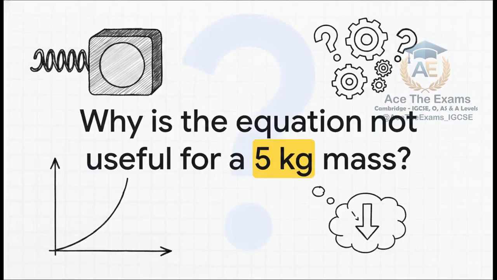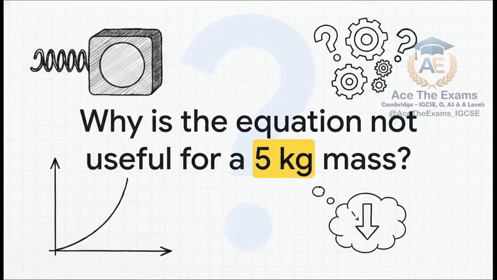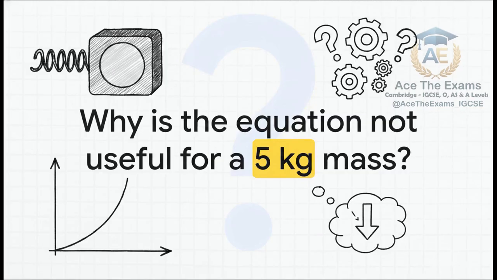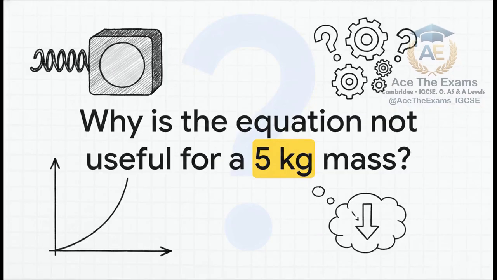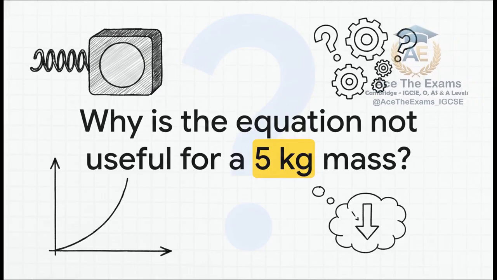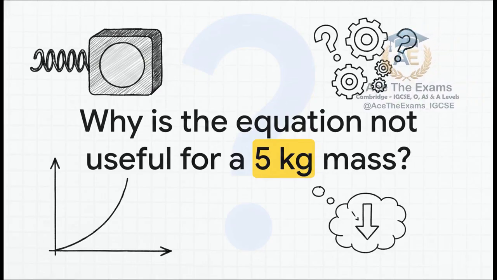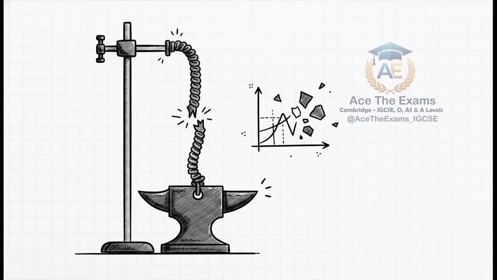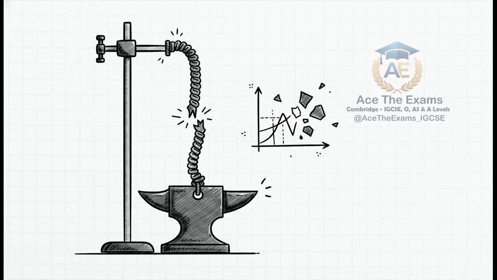But the source text throws a massive curveball at us here. What if we added a 5-kilogram mass to that exact same spring? Think about it. That's 5,000 grams. If you just blindly plug 5,000 into our linear equation, the math will happily spit out this huge extension number. But would that equation actually be useful in the real world? Well, no. And the crucial takeaway here is that every single mathematical model has physical limits.